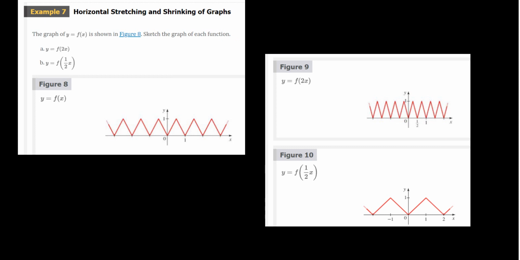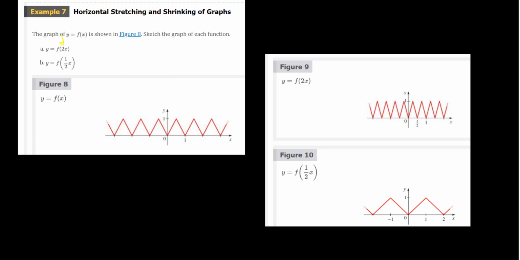Okay, so to graph y equals f of x, the graph is shown in figure 8. We see it down here. Sketch the graph of each function. So a, y equals f of 2x. Okay, so that 2 times x, that c value, the constant there, is greater than 1.